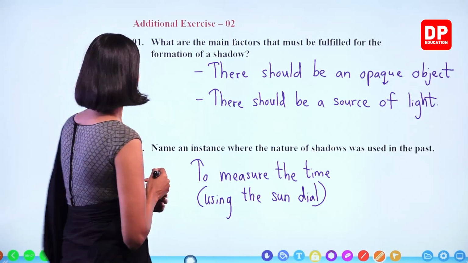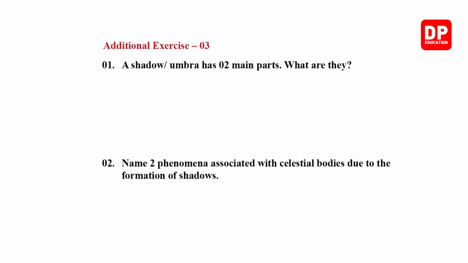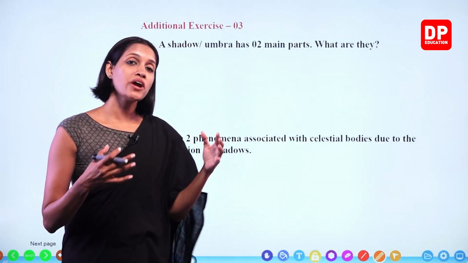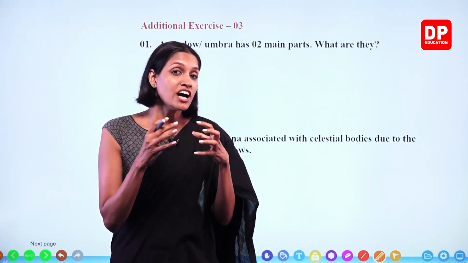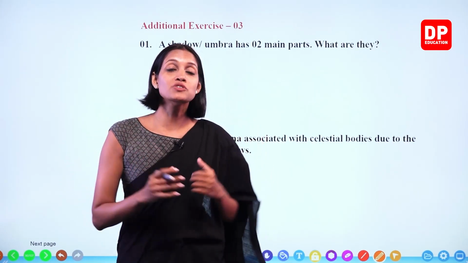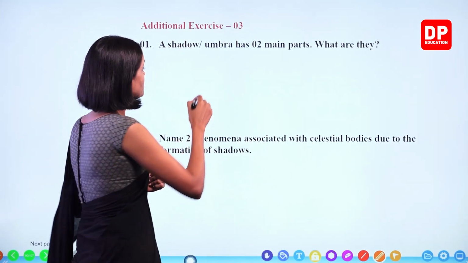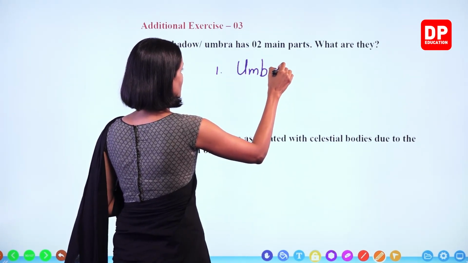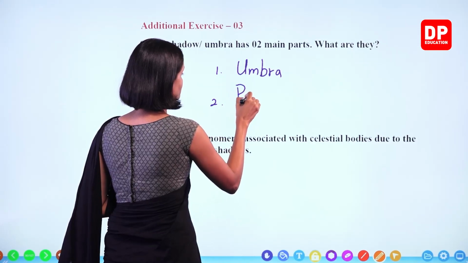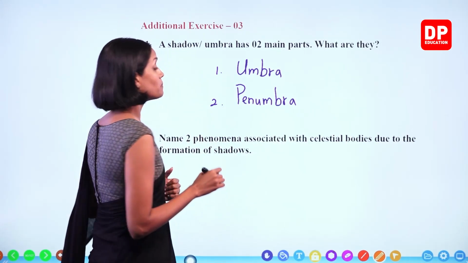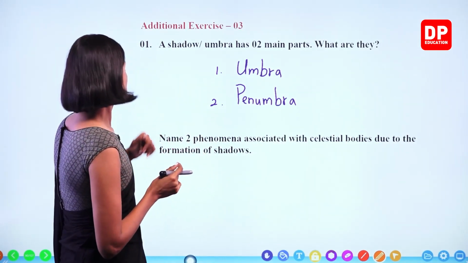Okay, children. We'll move on to the next. Exercise number 3. A shadow or umbra has two main parts. What are they? So, umbra has two main parts. The dark part is known as umbra and the lighter outer part is known as penumbra. Okay? What are they? Umbra and penumbra. Okay? Number 2.